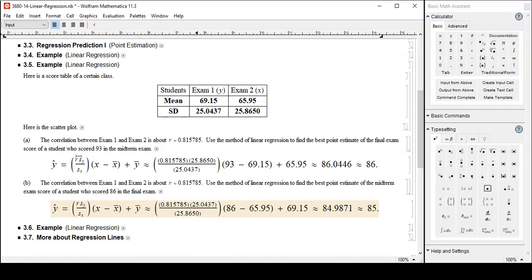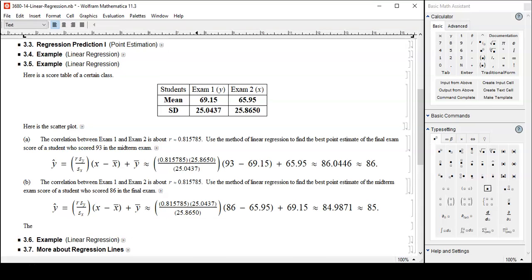Another comment here. We started from 93, and the regression prediction gave 86. Then we do regression prediction from 86, and we came back to 85. What's happening? 93 is regressing to 85, and this kind of thing is called the regression effect, the regression toward the mean. I started from 93, quite a bit above the mean, but each time I do the regression, I get closer and closer to the mean.